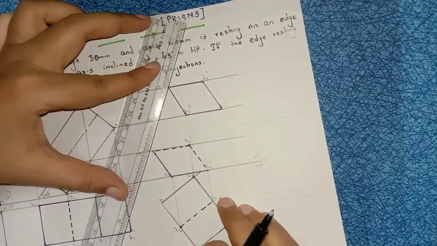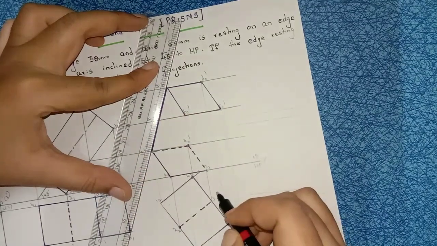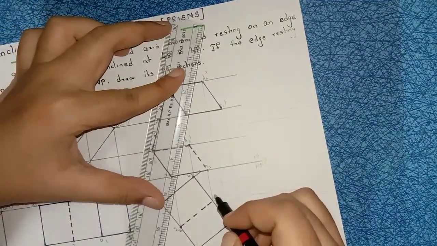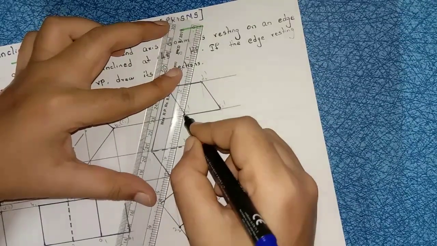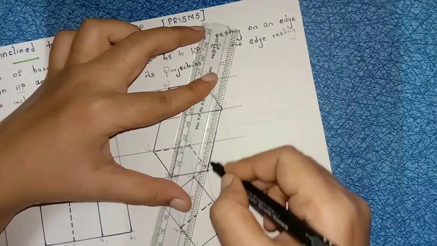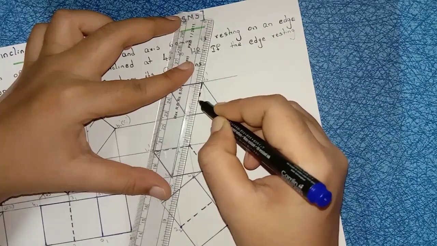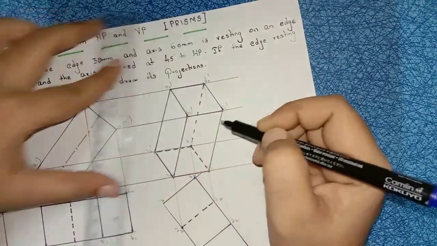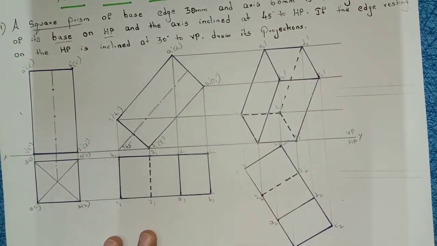From 1 to A, draw a line, join these corners from 1 to A, right? Then next 2 to B, draw a line, right? From 3 to C, draw a line, join the corners. From 4 to D, this is a dotted line, no? So draw in dotted manner 4 to D. So this is a square prism, right? So this completes your problem.